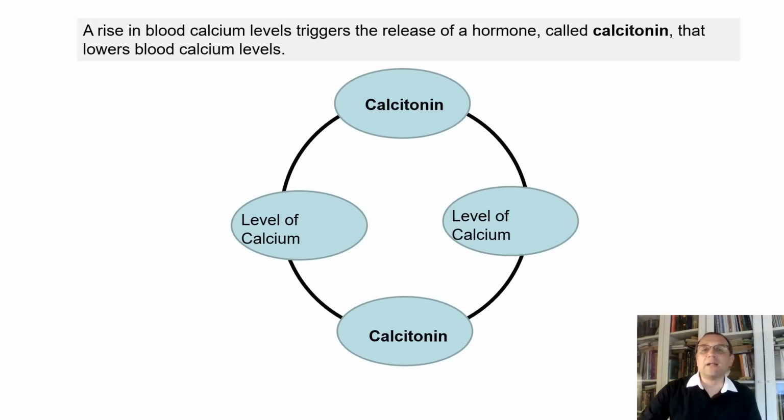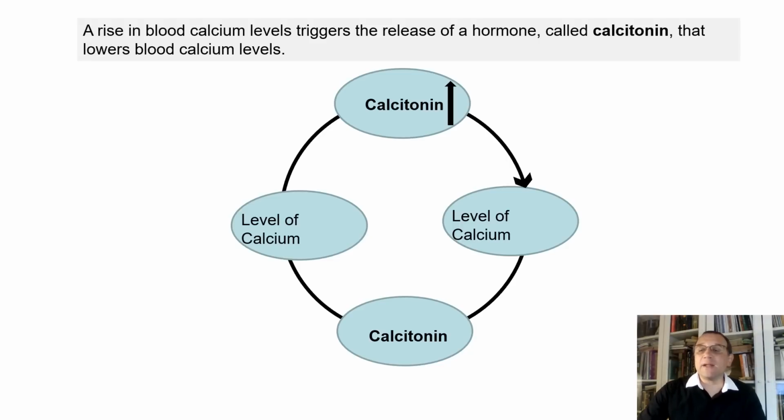Here's another example of negative feedback. A rise of blood calcium level triggers the release of a hormone called calcitonin. What calcitonin does is lower blood calcium level. Here is how the level of calcium ions is controlled in our bloodstream. A rise in blood calcium levels triggers the release of calcitonin, which lowers blood calcium level.